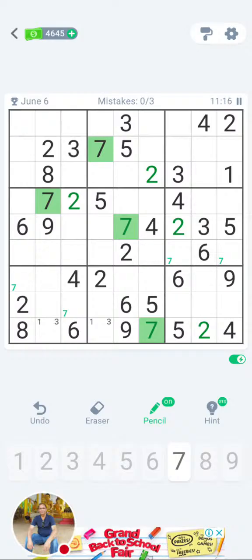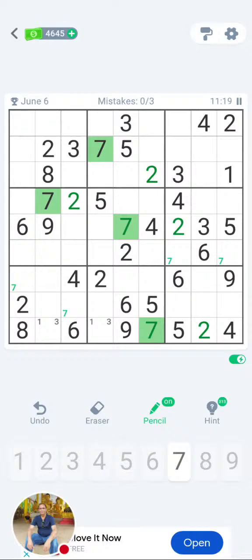Now let me go to the vertical ones where we had 5. Let me see which has 6 numbers. Look at the center grid and the center row. There is 6, 9, 7, 4, 2, 3, 5, and only 2 numbers are vacant. Let me see what they are. 1 and 8 are the 2 numbers missing.